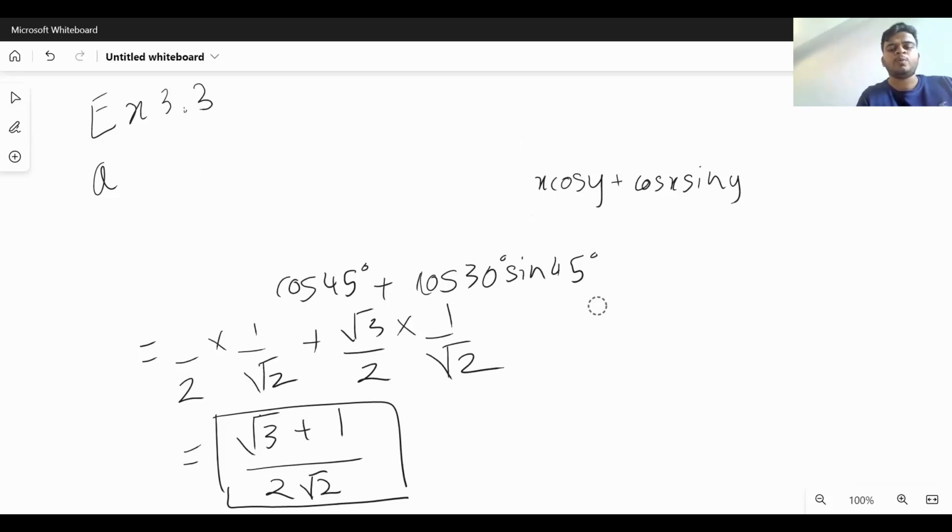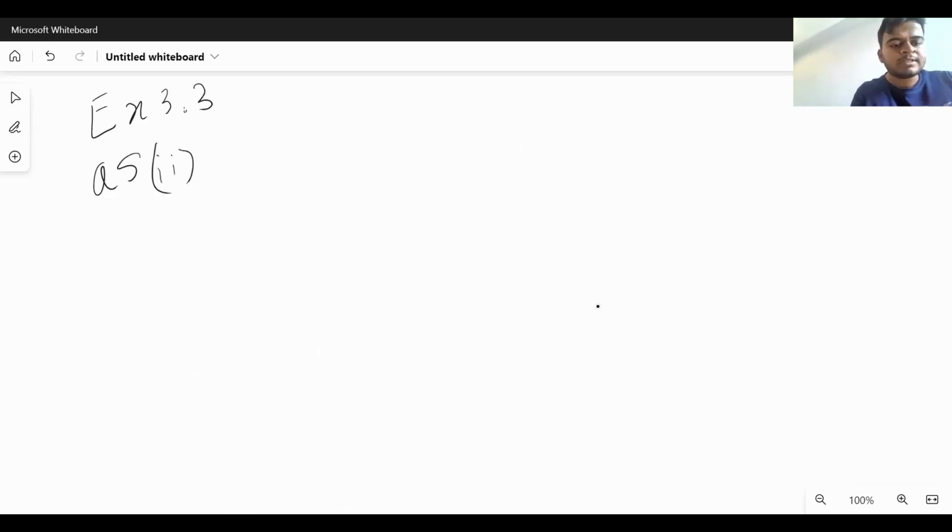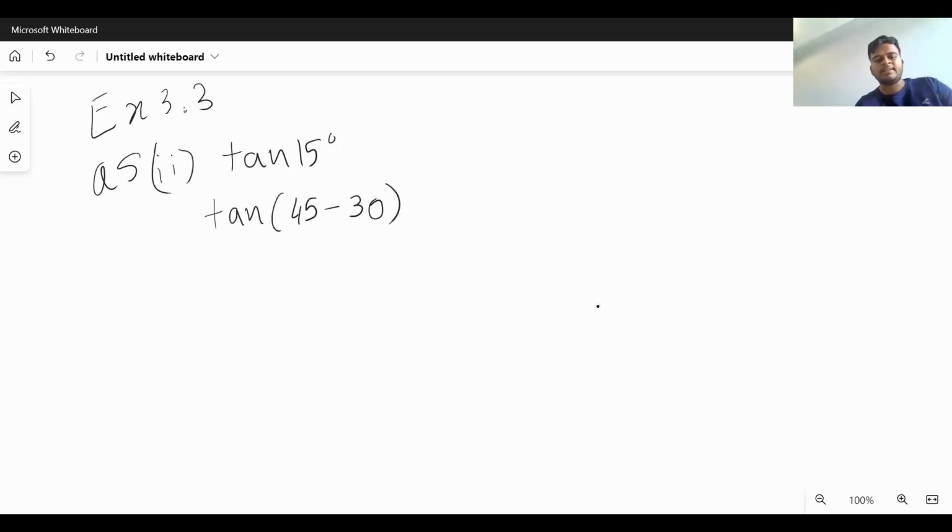Question 5, part 2, tells us to find the value of tan 15 degrees. As was the case in the first question also, we are not able to see any particular set of values which we remember, right? 30 degrees, 45 degrees, 60 degrees. That's not in that range. So I'll try and break this 15 degrees into something of the form that we are able to plug in values and so on, right? Can I write tan 15 degrees as being equal to tan of 45 minus 30? I can write this, right?